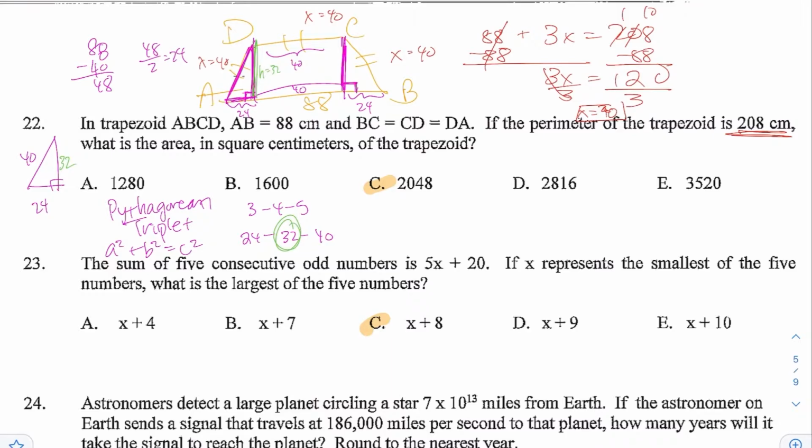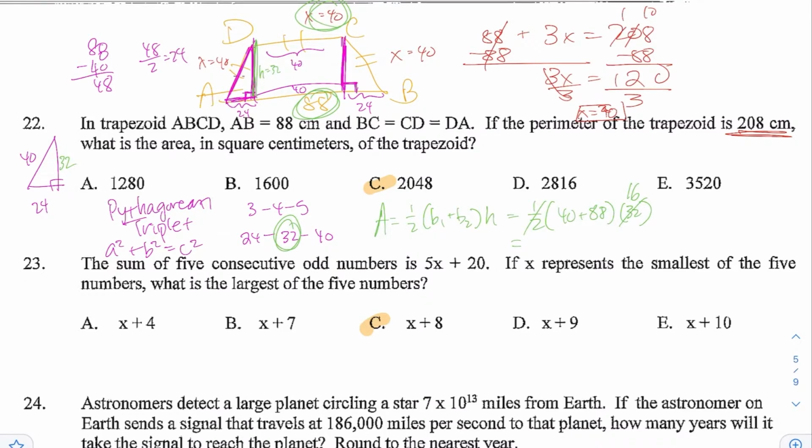So now you have all the information necessary to solve for the area of this trapezoid. The formula for the area of a trapezoid is 1/2 times base 1 plus base 2 times the height. So that's going to be 1/2. Base 1 is 40. Base 2 is 88. And the height you just found to be 32. So you can take the 1/2 of the 32 to cancel that out to get 16.